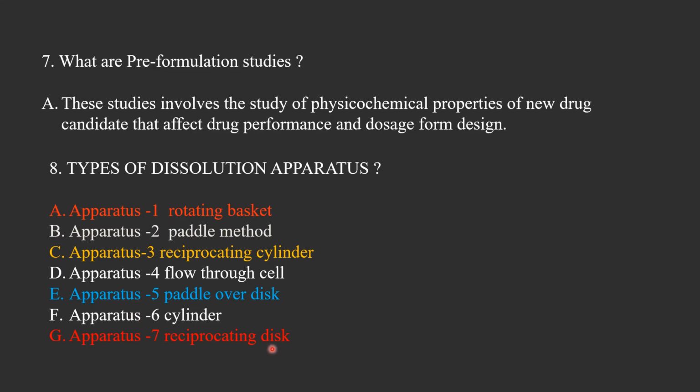Friends, there are 7 types of dissolution apparatus. Apparatus 1 is rotating basket type, apparatus 2 is paddle method, apparatus 3 is reciprocating cylinder, apparatus 4 is flow through cell, apparatus 5 is paddle over disc, apparatus 6 is cylinder, and apparatus 7 is reciprocating disc. So please remember all these apparatus in a sequence. These are very important from the interview point of view. Apparatus 1 is rotating basket, apparatus 2 rotating paddle, apparatus 3 is reciprocating cylinder, apparatus 4 is flow through cell, and these 4 are very important. Then apparatus 5 is paddle over disc, apparatus 6 cylinder type, apparatus 7 reciprocating disc.